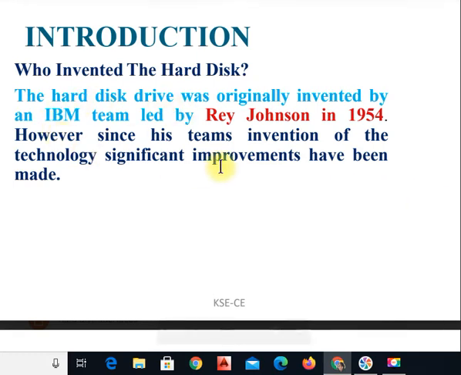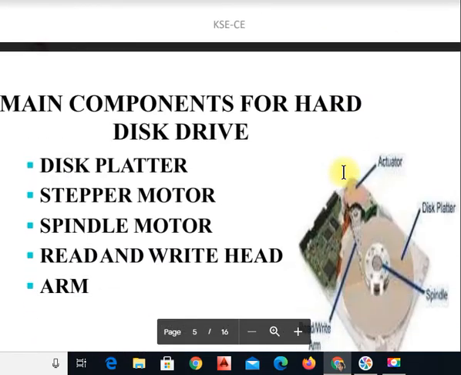The hard disk drive was invented by IBM. The company name is IBM, and the person who developed it was Ray Johnson, in 1954.